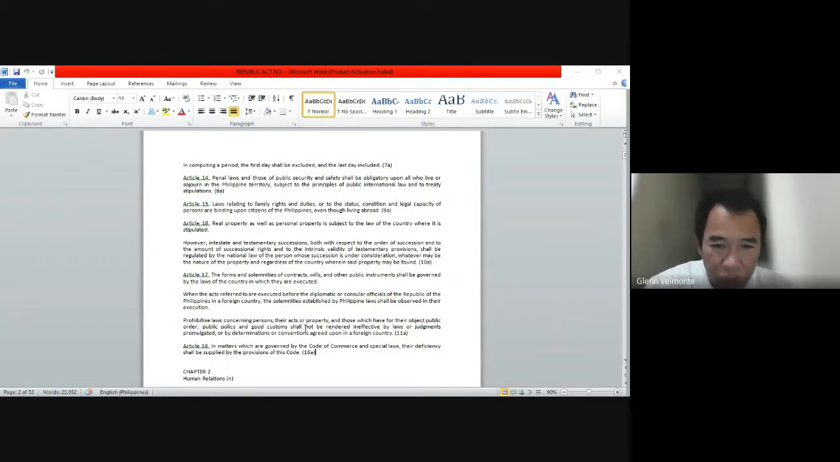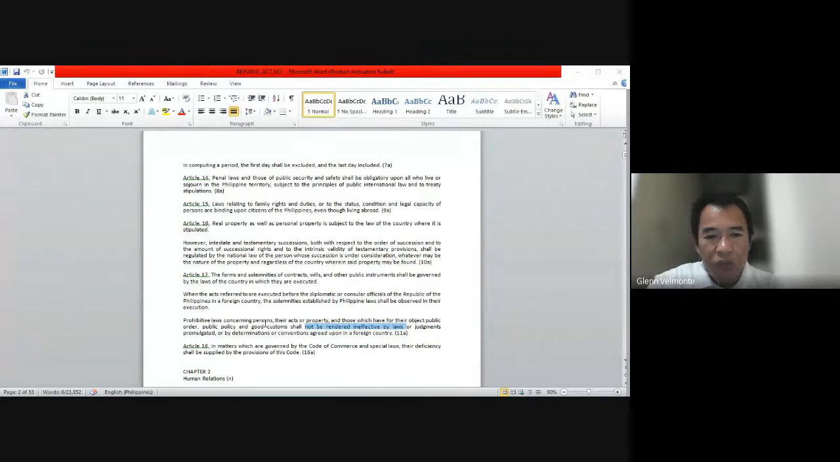So take note of the words here. Do not be confused by the double negative here. What's that? Not be rendered ineffective, meaning it's effective. So even if it is against public order or custom, it is not ineffective by judgment promulgated or by determinations or conventions agreed upon by the foreign country. So it's not at all times ineffective even if it is prohibited. So take note of that. Okay. So this is very confusing.